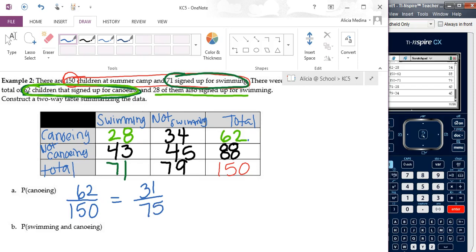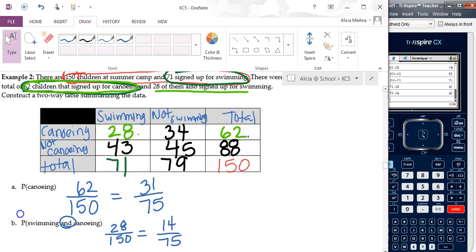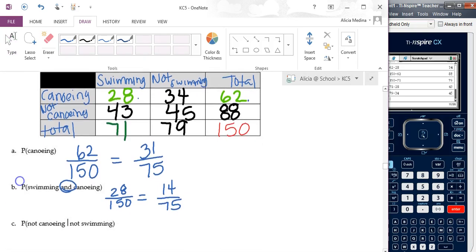Letter B, what is the probability of swimming and canoeing? So and basically means where they intersect. Where does swimming and canoeing meet? And that would be right here at 28. So this is going to be 28 over my total number of people. And again, see if you can simplify it. It can. So when you type this in your calculator, it will simplify it to 14 over 75. Let me scroll this up a little bit.